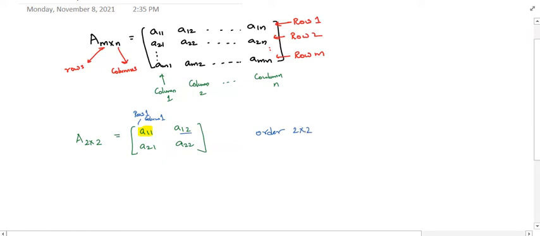Since here the number of rows and columns are the same, we say that it is a matrix of order 2. For all those matrices where the number of rows and columns are the same, we call such matrices square matrices. So we say that A is a square matrix of order 2. Similarly, if A is a matrix of order 3 by 3, we say that A is a square matrix of order 3 and so on.